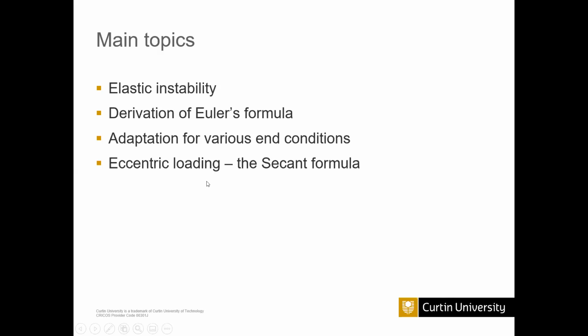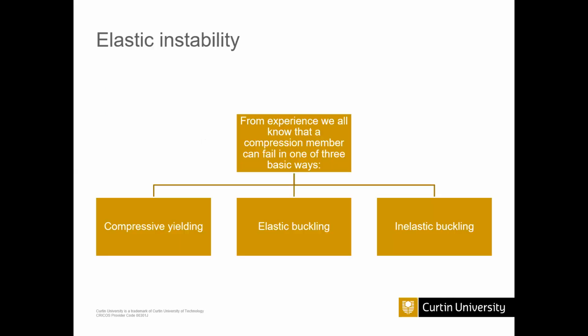Then eccentric loading. Normally the Euler formula we can apply for concentric loading, which means the shaft axis and the loading axis coincide with each other. But if we deviate the loading axis a little bit from the central axis of the shaft, we call it eccentric load. Then we can't use the Euler formula, so we modify it. We call that the secant formula. As I told you, there are two formulas, and you should know how to handle them.